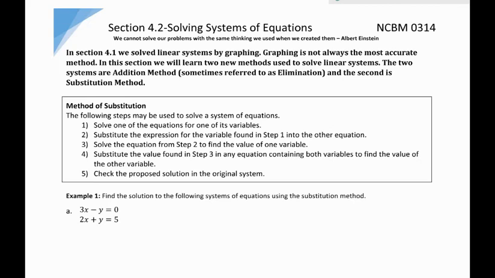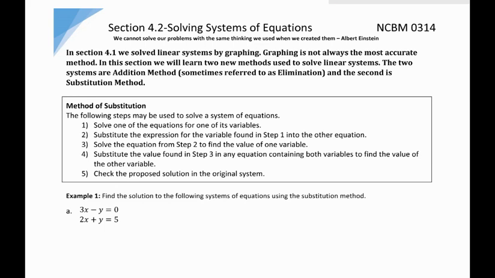Section 4.2, solving systems of equations by the substitution method. So in section 4.1, we solved linear equation systems by graphing. Graphing is not always the most accurate method. In this section, we're going to learn two new methods, which are the substitution method and the addition method.